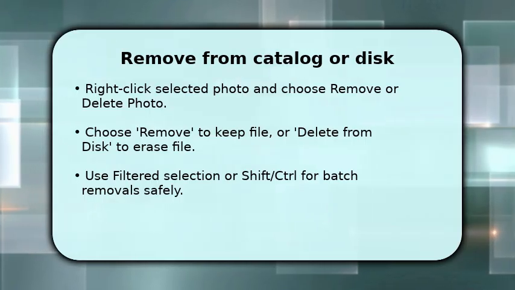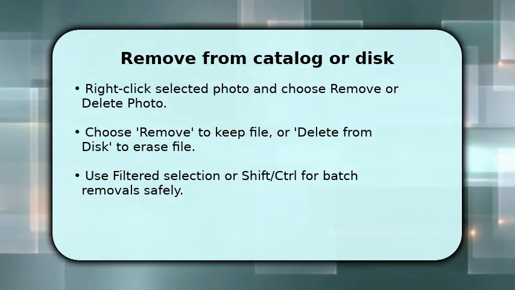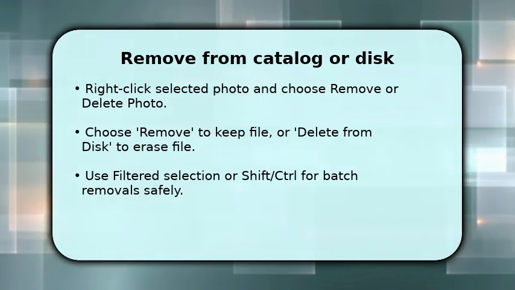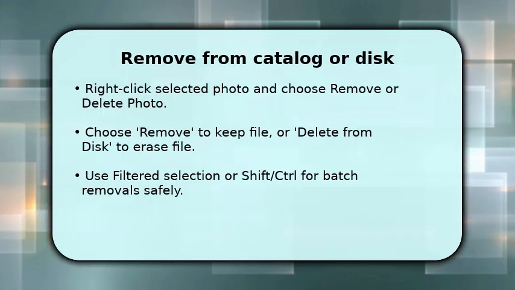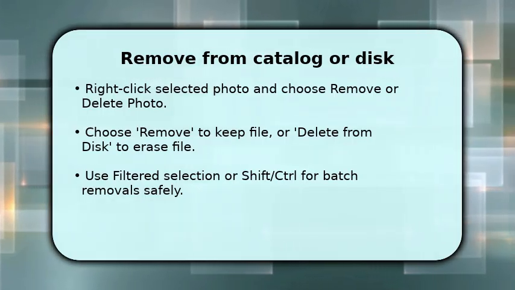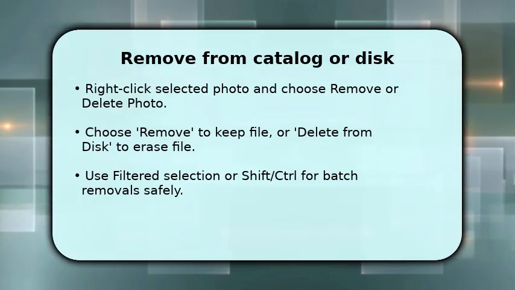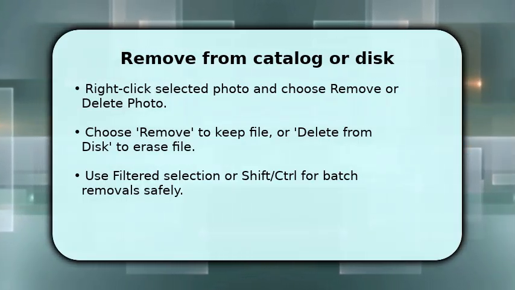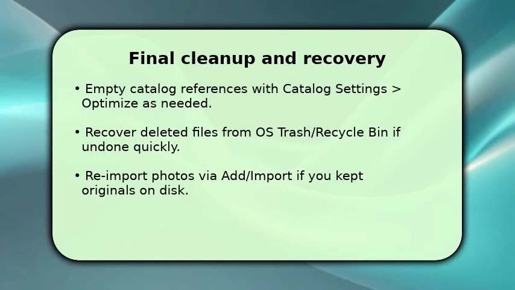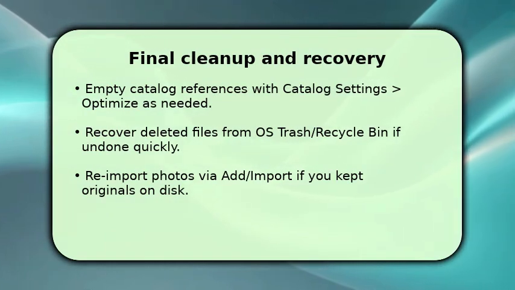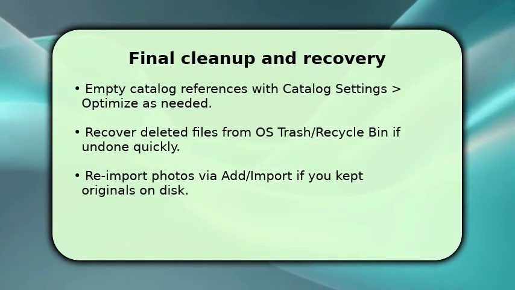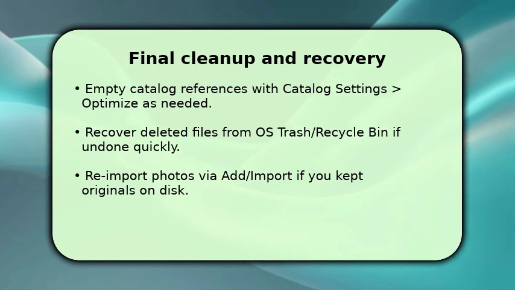If you choose Delete from disk, the file is moved to your OS trash or recycle bin, permanently removing it after emptying. For multiple files, hold Shift or Control to batch select and repeat the action. This speeds the workflow, but double-check selections first. Finally, tidy up. If you removed many entries, consider optimizing the catalog to reclaim space and improve performance.